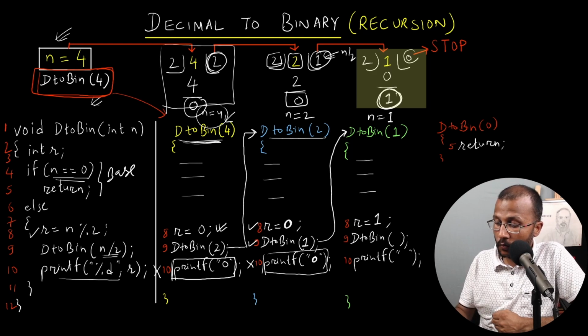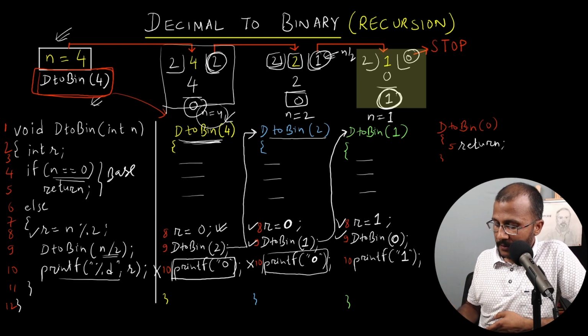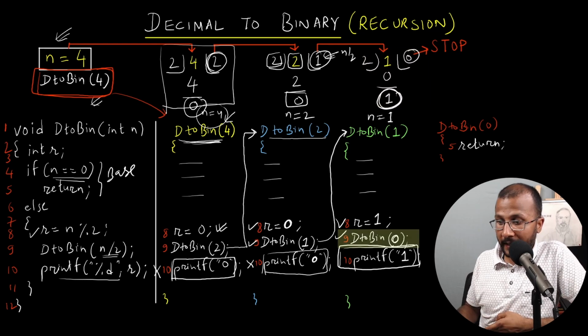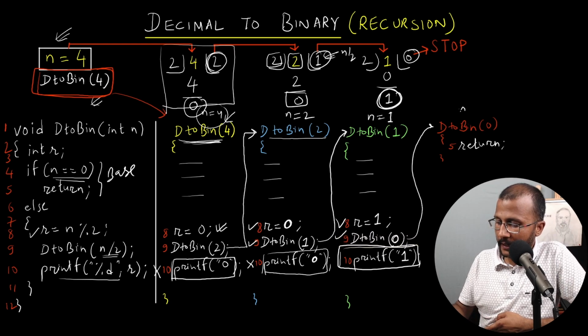What is 1 by 2? 1 by 2 is 0. So here 0. And these two are already executed. This is not yet executed, but here the remainder would be printed later on. Here the remainder is 1. So now this is left pending. This is not yet executed. So at line number 9, it is calling decimal to binary, passing the value of n as 0. This is the instance of n equals to 0.